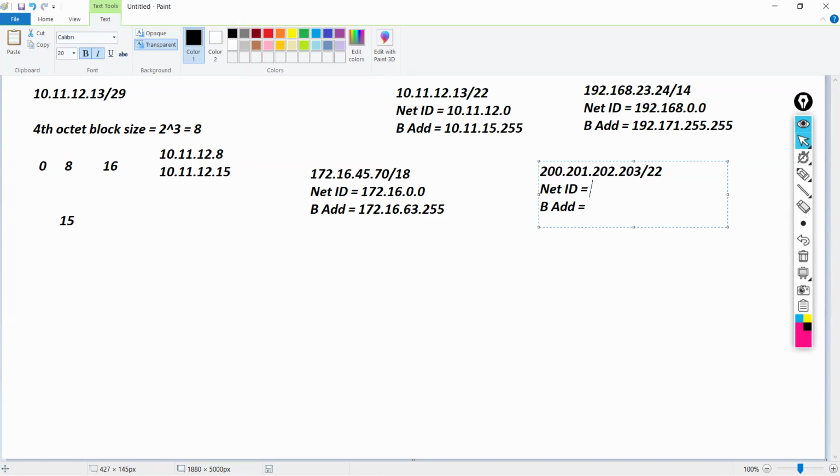So like 202. What is the nearest value that will get divided by 4? 200. So 200 will become your network. And after 200, the next thing will be what? 204. So 203.255 will be your broadcast address. Got it? Otherwise, if you start writing, your notebook will fill up.